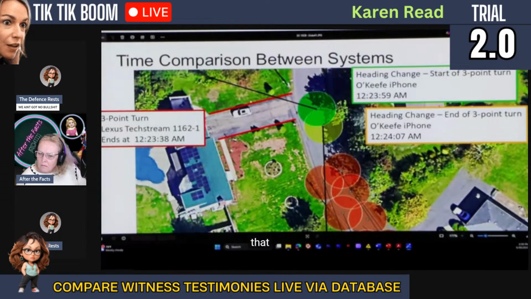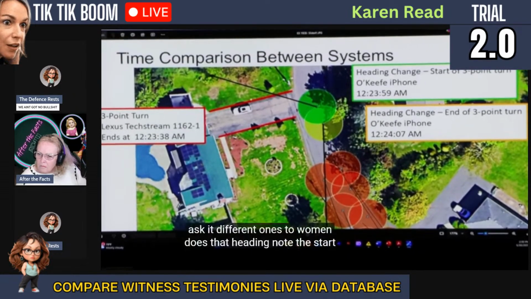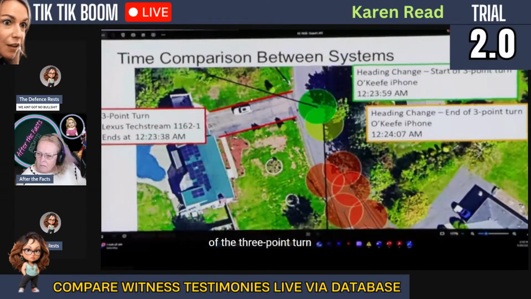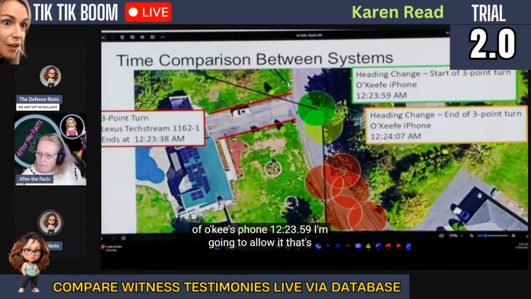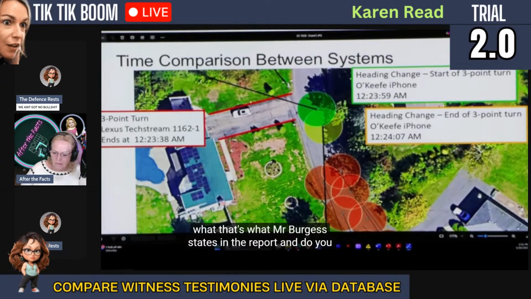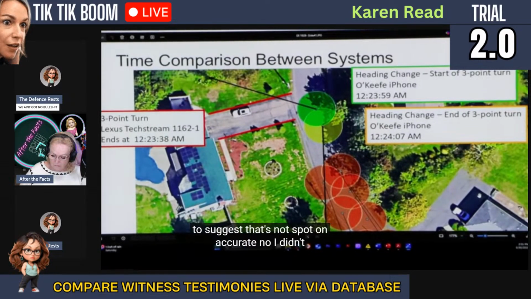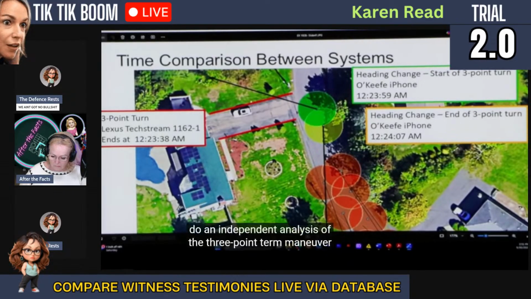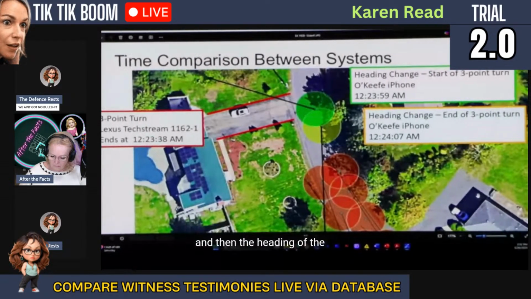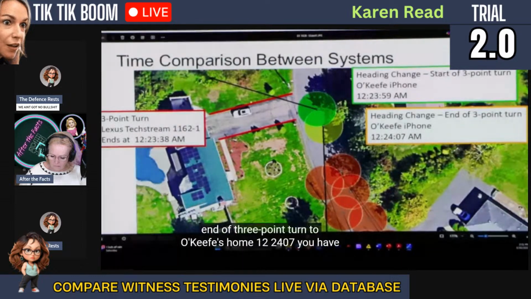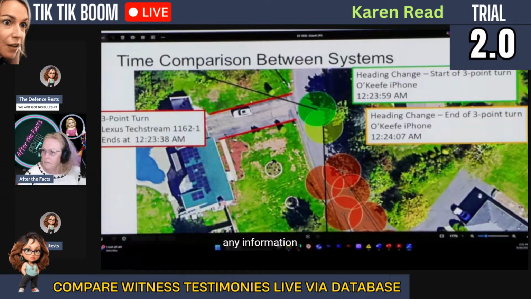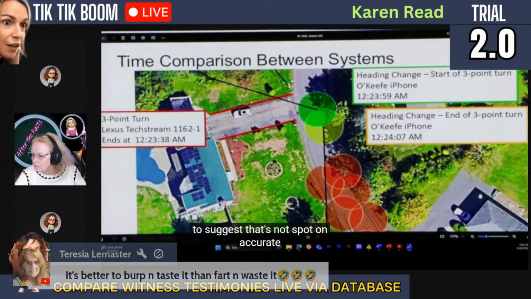Let me ask it differently, Mr. Bowman. Does that heading note the start of the three-point turn of O'Keefe's phone is 12:23:59? I'm going to allow it. No. That's what Mr. Burgess states in the report. And do you have any information to suggest that's not spot on accurate? No, I didn't do an independent analysis of the three-point turn maneuver. And then the heading of the change, end of three-point turn to O'Keefe's home, 12:24:07. Do you have any information to suggest that's not spot on accurate? I did not analyze the three-point turn maneuver.